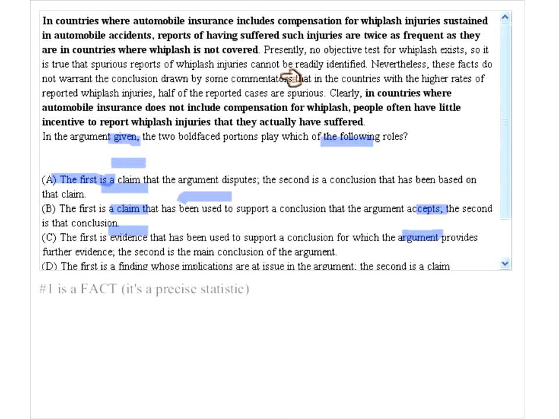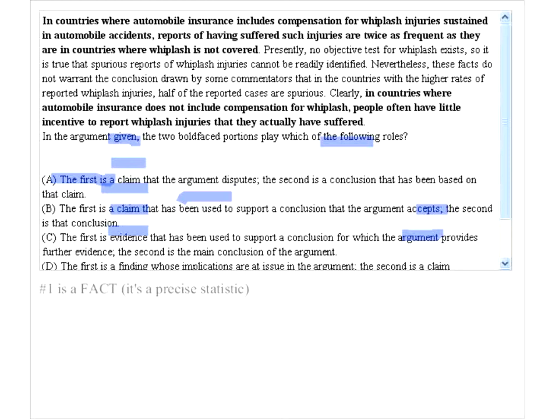You would never say clearly the unemployment rate is twice what it was last month. It doesn't make any sense. Instead, you would say the unemployment rate is twice what it was. You just state the fact. Then you would say clearly, and then your conclusion from that, your claim. Clearly the economy is getting worse. There's your claim. So number 2 is a claim.